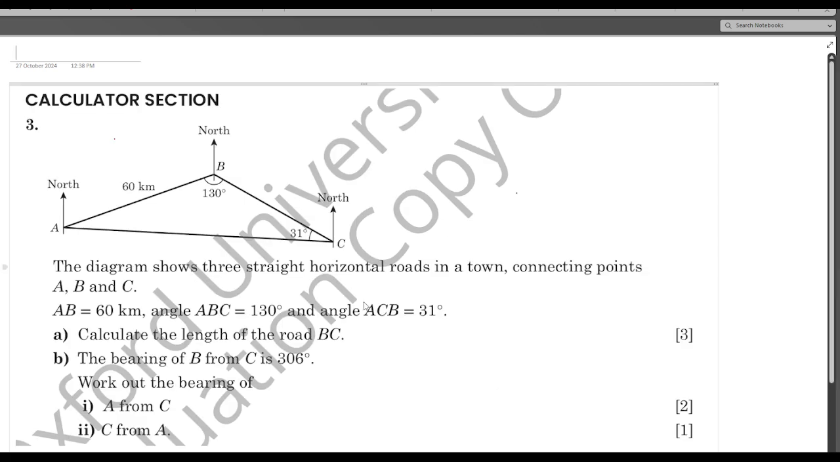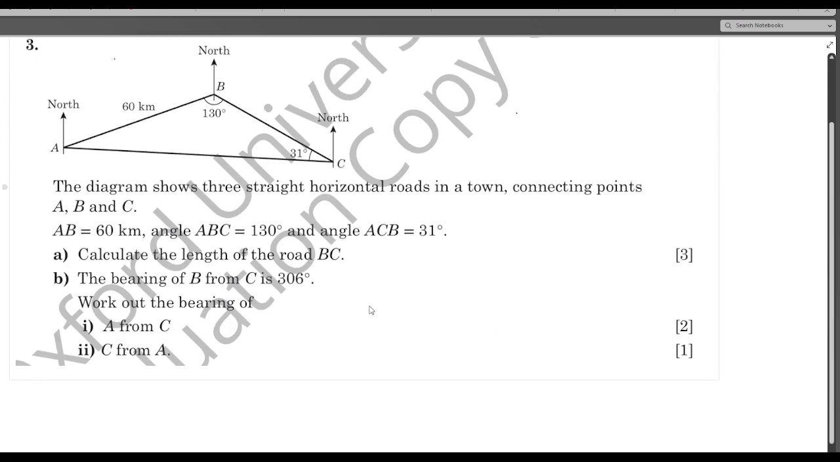Question number 3. Here the diagram shows 3 straight horizontal roads in a town connecting points A, B and C. AB length is given as 60 kilometers, angle ABC is given as 130 degrees, and angle ACB is given as 31 degrees. We have to calculate the length of BC.